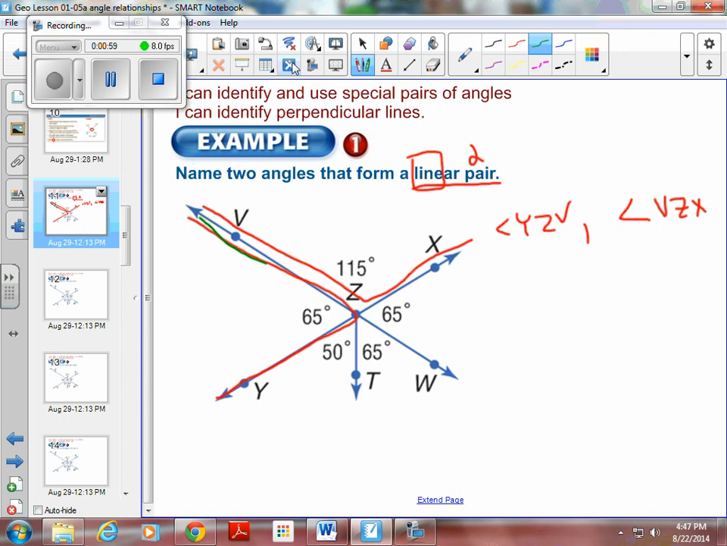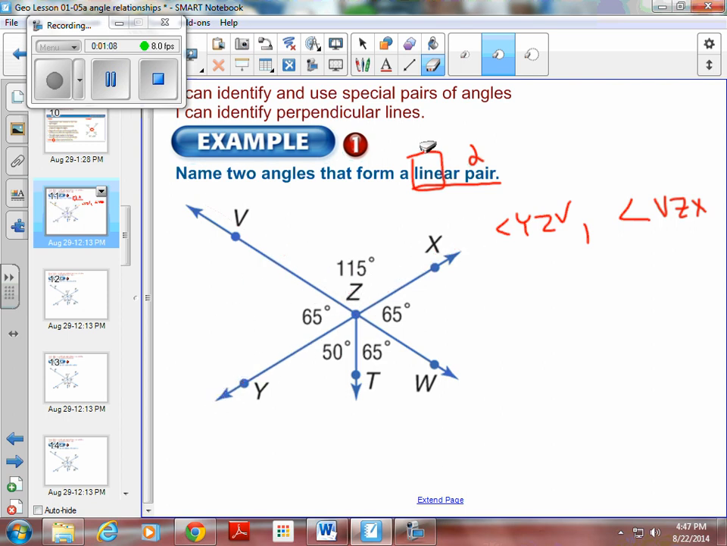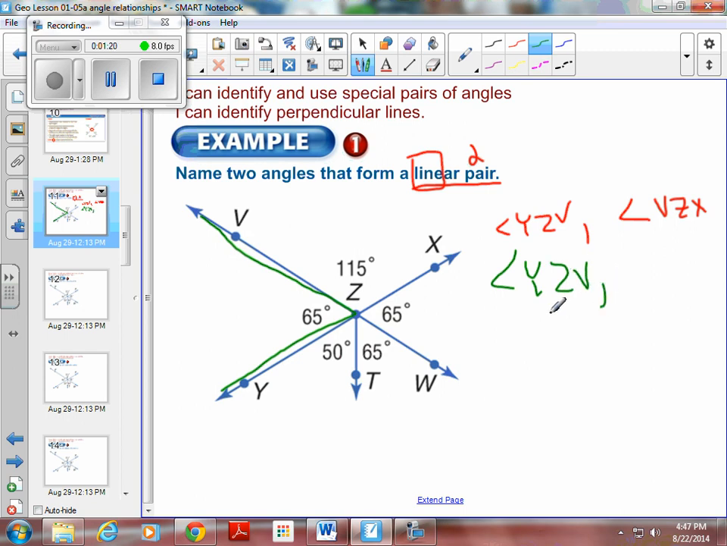Let me erase that part off of there, and go back to markers and grab my green one. Okay, so same angle here, YZV. YZV could also be a linear pair here, because here's a straight line. This VW is a straight line. So that would be YZV, and that would be a linear pair.